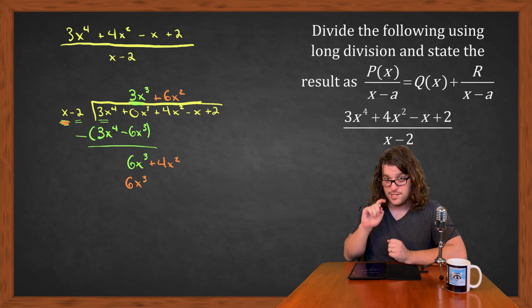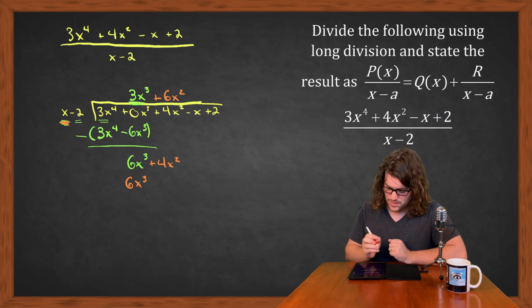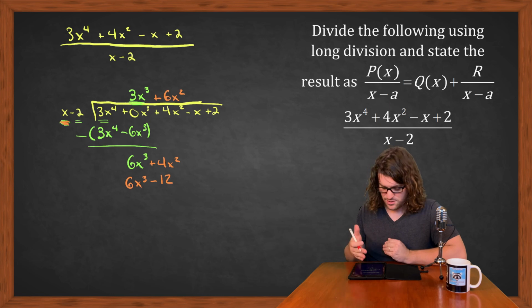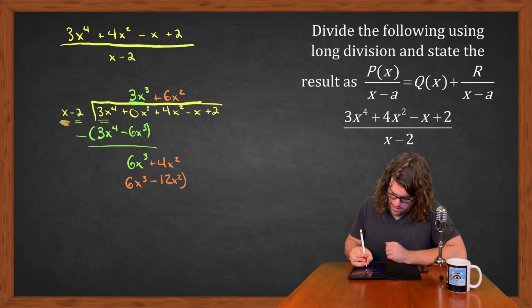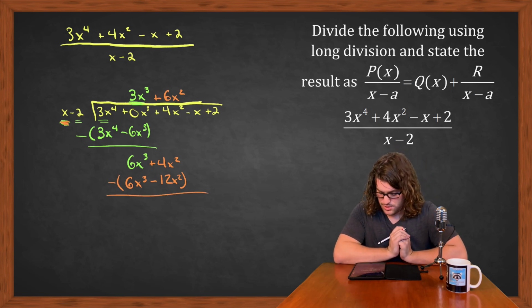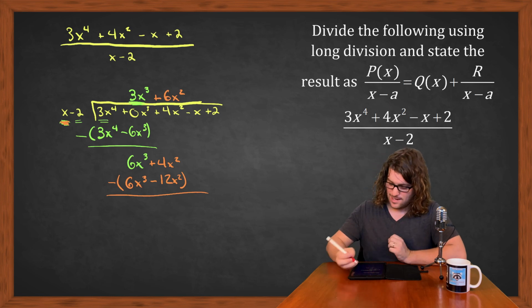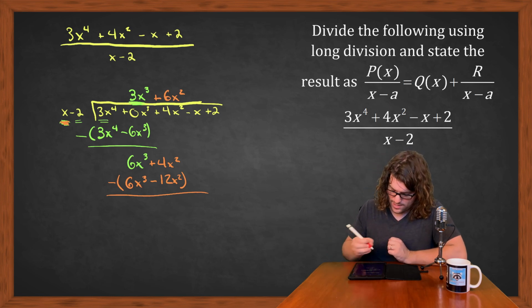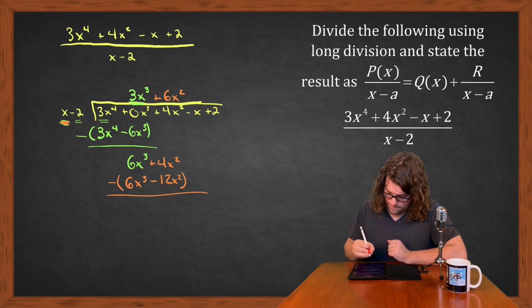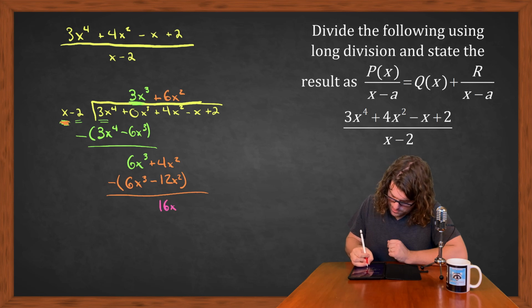And not by chance, that's because we chose it to do that. But I'm also going to get positive 6x squared times negative 2, which gives me negative 12x squared. That is going to be the part that I'm going to take away from what I already have. So I get 6x cubed minus 6x cubed, which, again, by no surprise, is going to give me 0 because we selected it to go in evenly. But we get 4x squared minus a negative 12x squared, which gives us 16x squared.